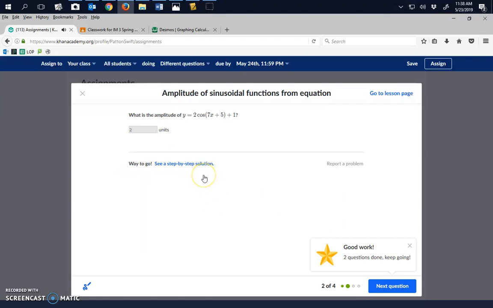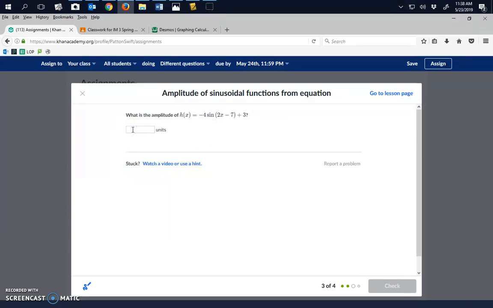Question 3. All right, we have a -4 is our number out front, the amplitude. And the absolute value of -4 is 4.